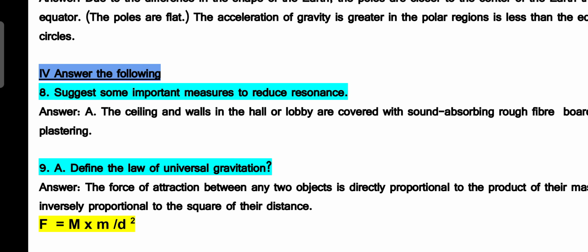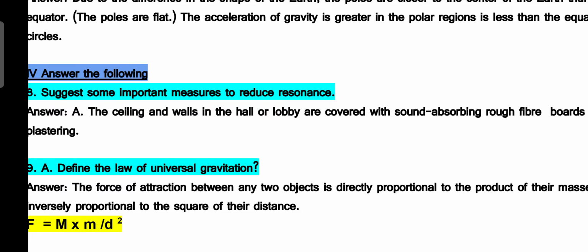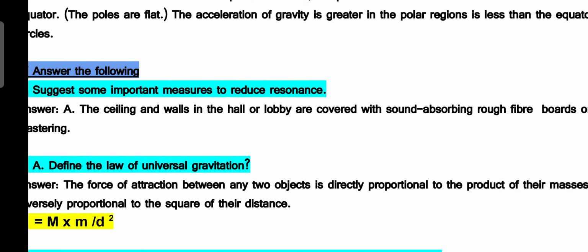Now, 8th question, let us take. Some important measures are asked to reduce the resonance when sound is produced. In the case of big halls or lobbies, we have seen this resonance of our own sound and we are not able to hear the sound properly. It interferes with the quality of the sound also.